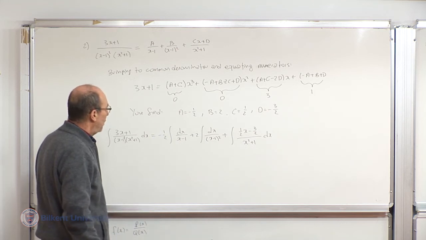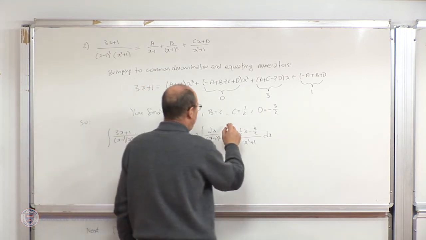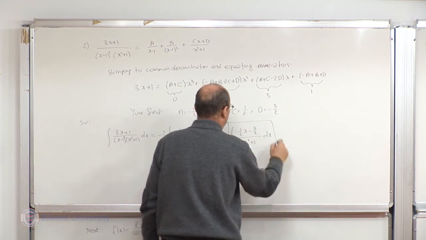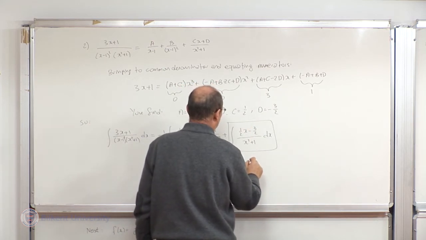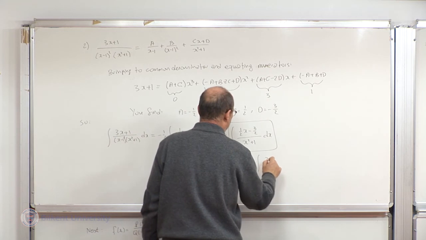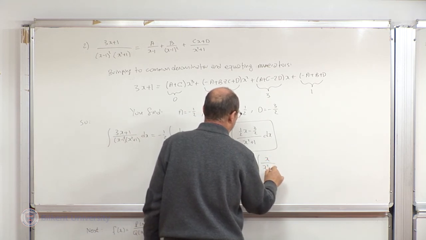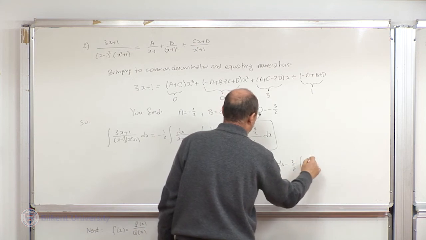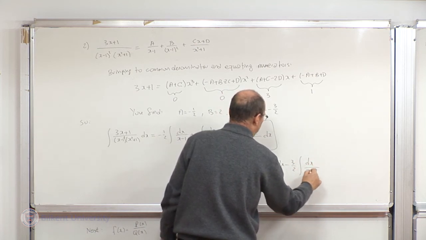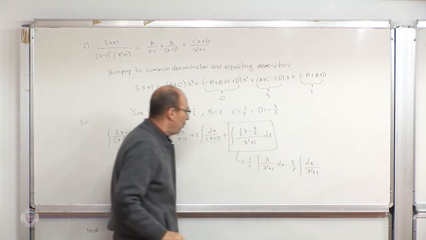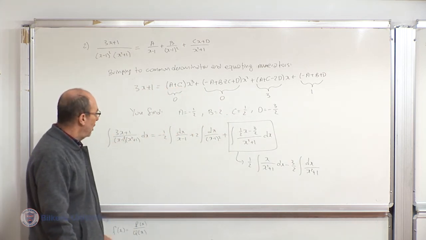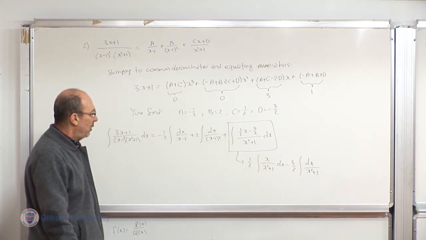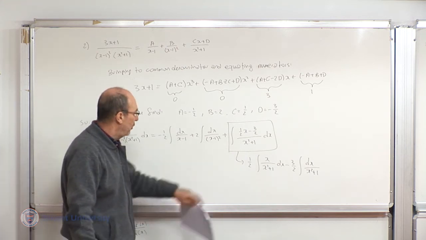Okay, so we do this one by one. So actually this thing we can write as follows. You see this is equal to 1 over 2 integral x over x squared plus 1 dx minus 3 over 2 integral dx over x squared plus 1. Okay, so now each of them has a simple antiderivative. We can integrate all of these things.